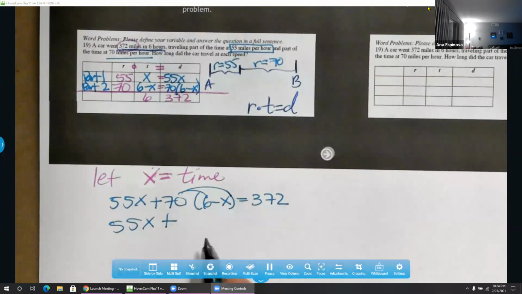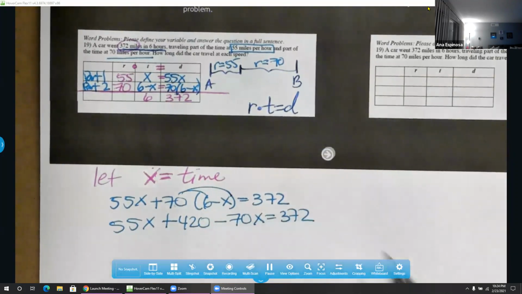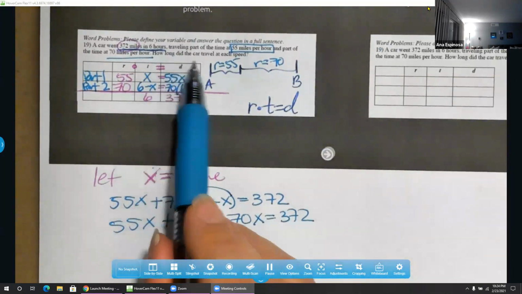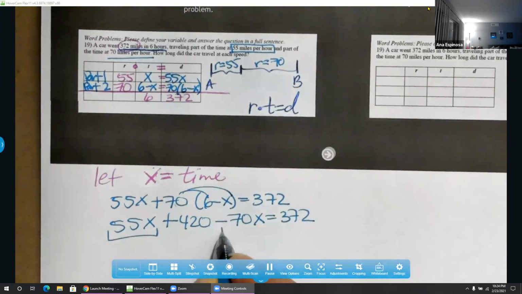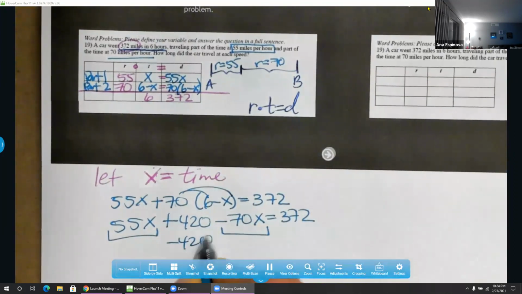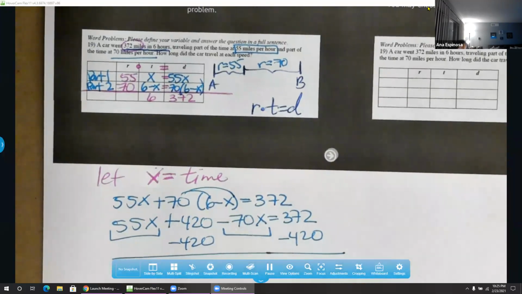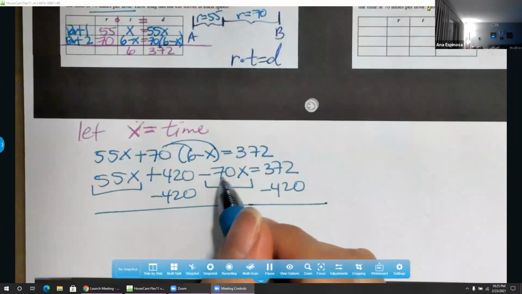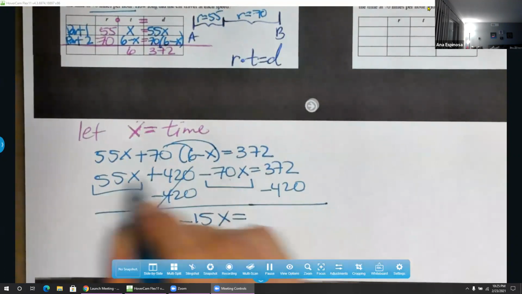Okay, so I'm going to have 55x plus 70 times 6, 420, minus 70x equals 372. The question is, how long did the car travel at each speed? How long means time. So these two I'm going to put together, and then I'm going to subtract the 420. Okay, so I'm going to take 55 and subtract 70. In the final answer I should not be getting any negative answers. I could get negative answers in the intermediate steps. So I get negative 15x when I put these two together.